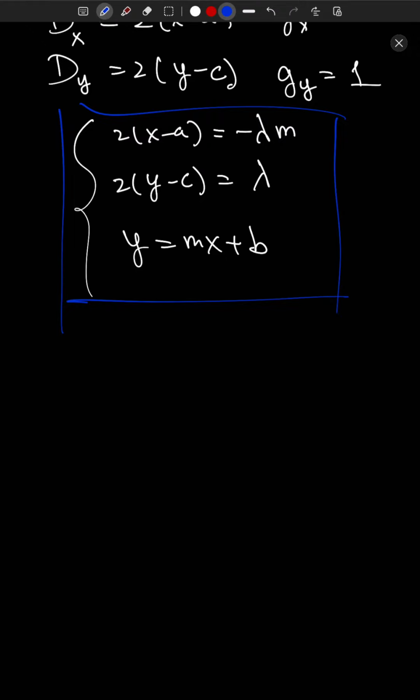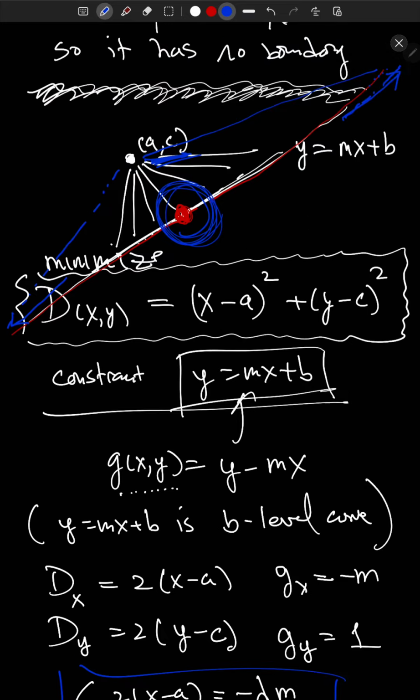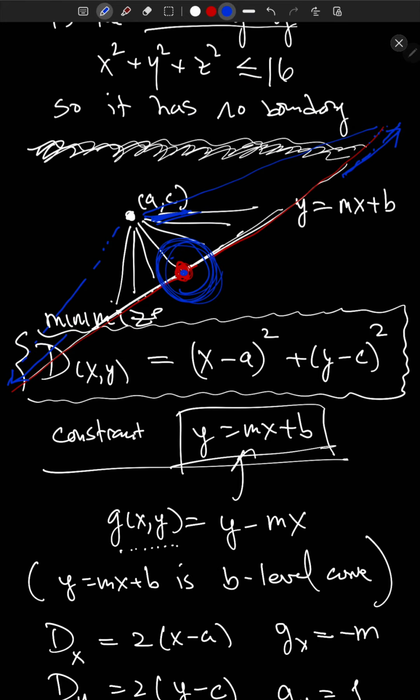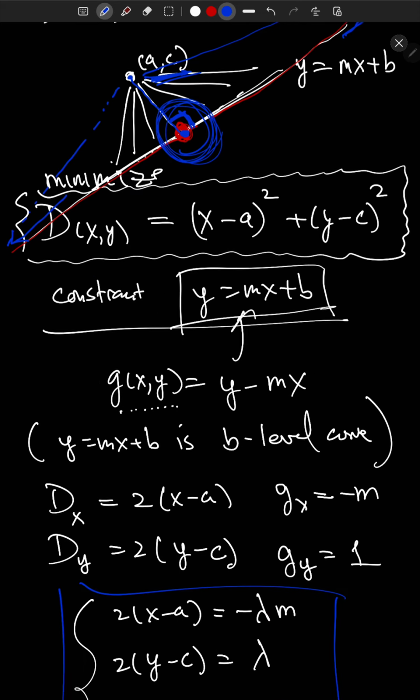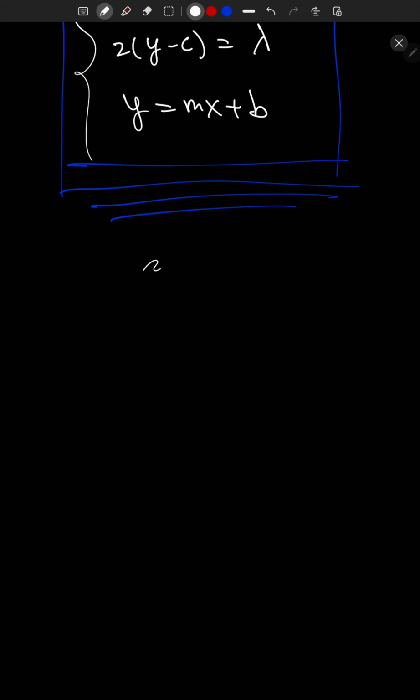Probably a fun thing, a good exercise for you to do is to actually solve it and then confirm that this point, that the answer is actually perpendicular. So if I drop a line from a comma c down to my answer, it's going to be perpendicular to the line.